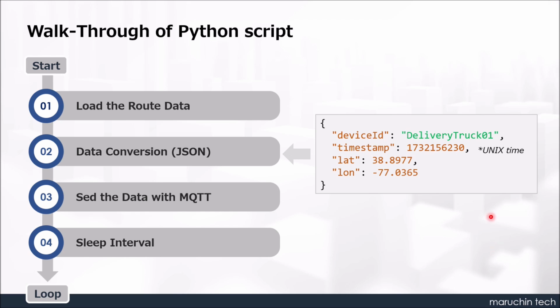There is one important note regarding the timestamp. We use Unix time, also known as epoch time. Unix time is a 10-digit number representing the seconds elapsed since January 1st, 1970. Then, we send this JSON data to AWS IoT Core using the MQTT protocol. To mimic the movement of a real truck, we add a short wait time between sends. By repeating this process in a loop, we simulate the virtual truck moving continuously along its route.